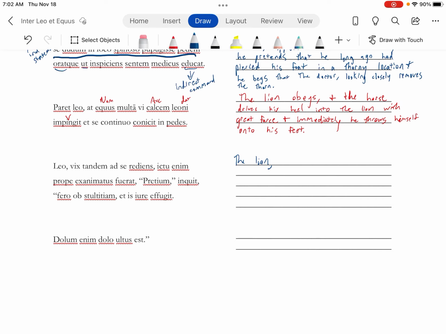So the lion, now remember, the lion just got drilled by this horse. The lion, at last, rediens is a present active participle, and rediens se is literally returning himself. This is more like meaning recovering, like coming back to your senses, if you ever get the wind knocked out of you or your bell rung. At last, barely returning to himself, meaning coming to his senses. For, and this is just a side note, fuerat, he had been near exanimatus, near death, from the ictu, from the strike, from the blow.